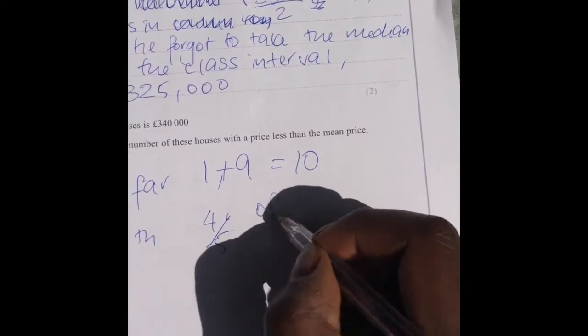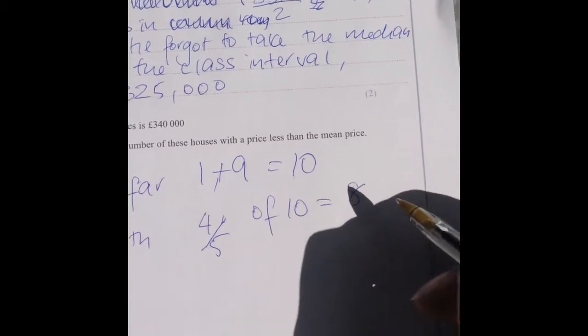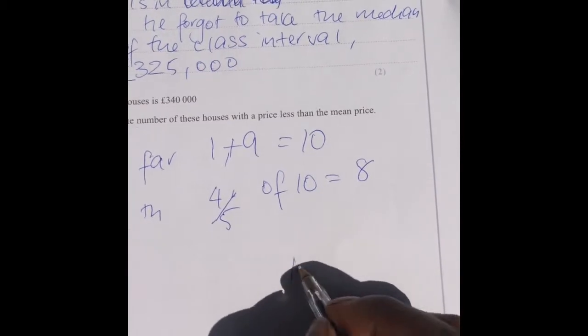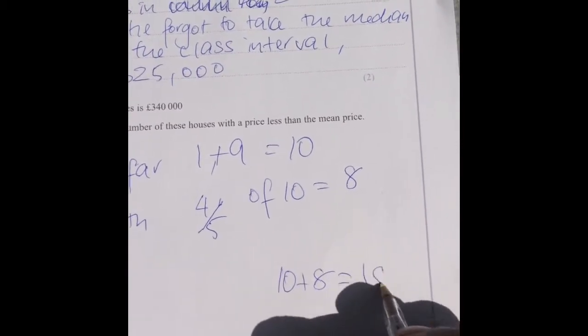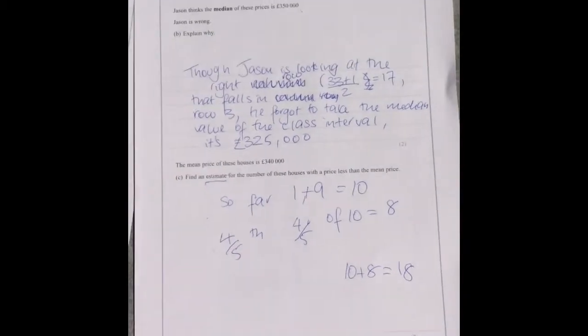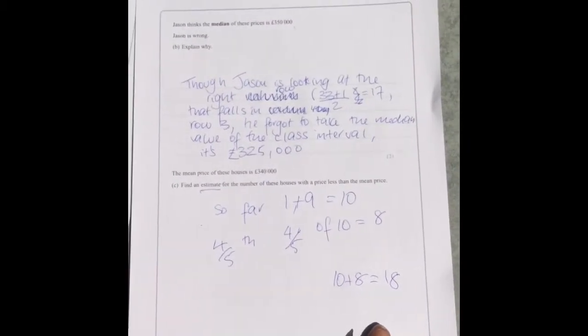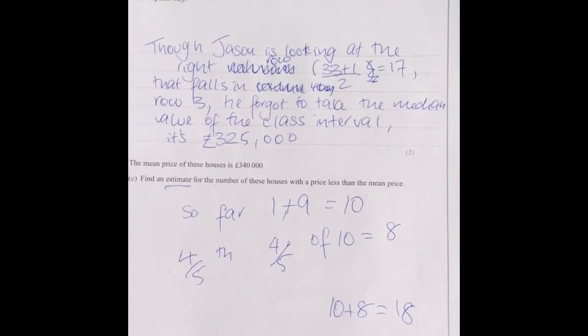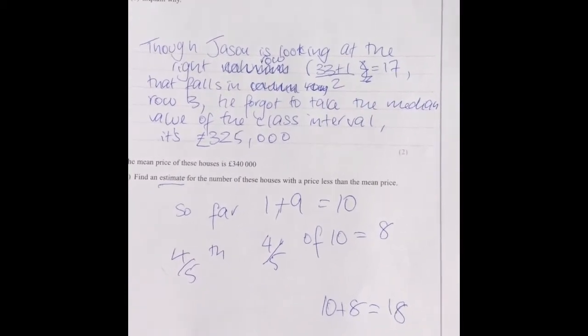So 4/5 of 10 is going to give us 8. So with the 10 and with the 8 together, we have 18. So we can say approximately 18 houses fall within or underneath the mean price of 340,000.